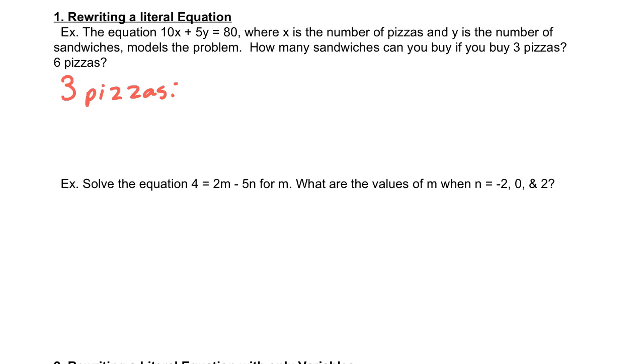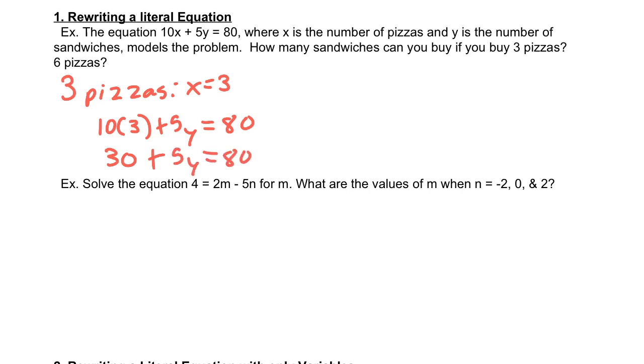In this equation, x is the number of pizzas, y is the number of sandwiches. So if I have 3 pizzas, I know that x is 3. Okay? So I can substitute 3 for x in that original equation. That becomes 10 times 3 plus 5y equals 80. And I could solve that. To simplify, this becomes 30 plus 5y equals 80, and that becomes an equation I can solve.